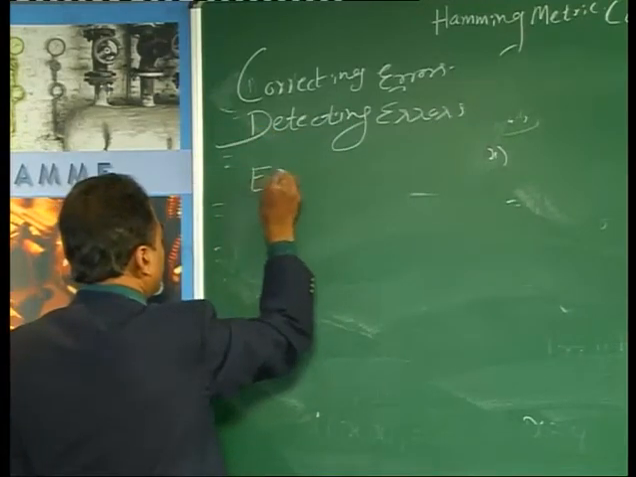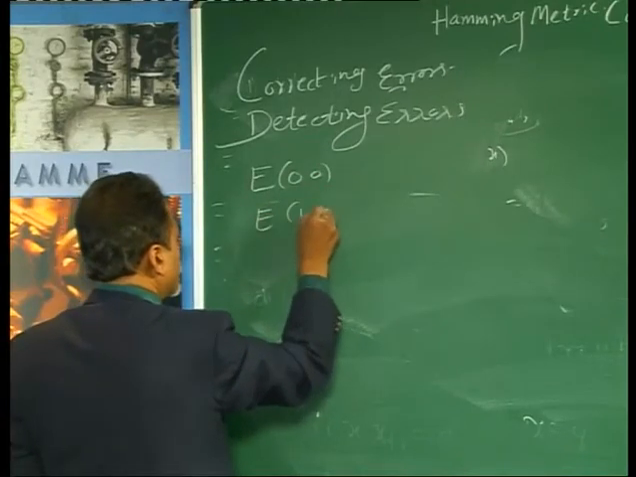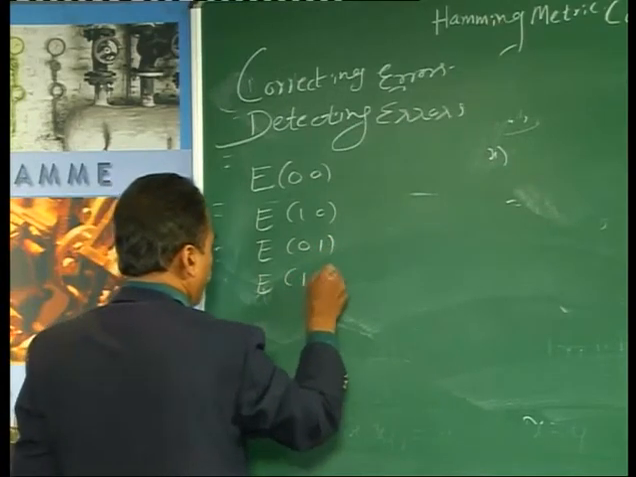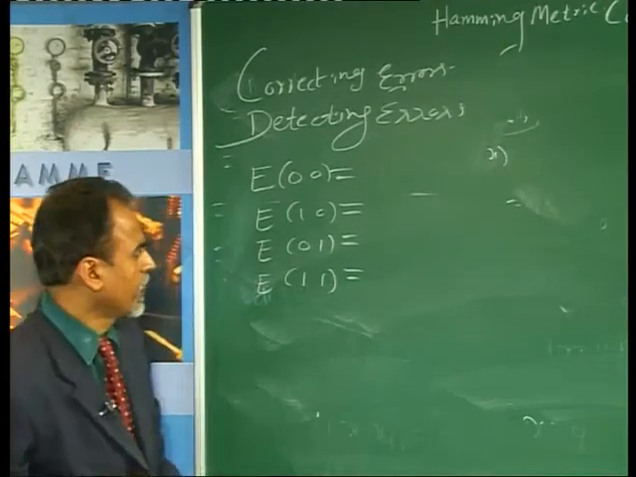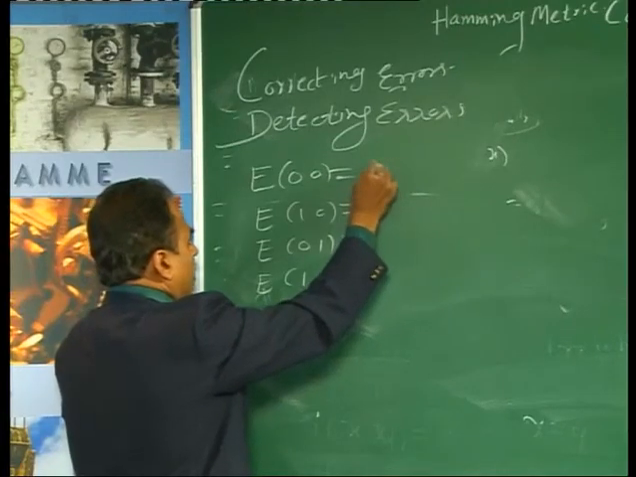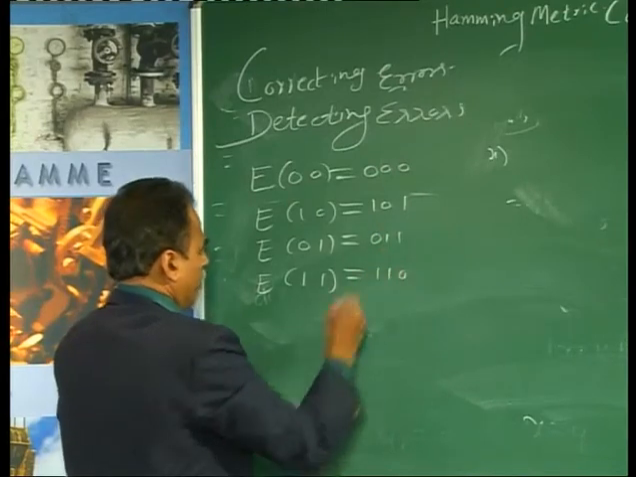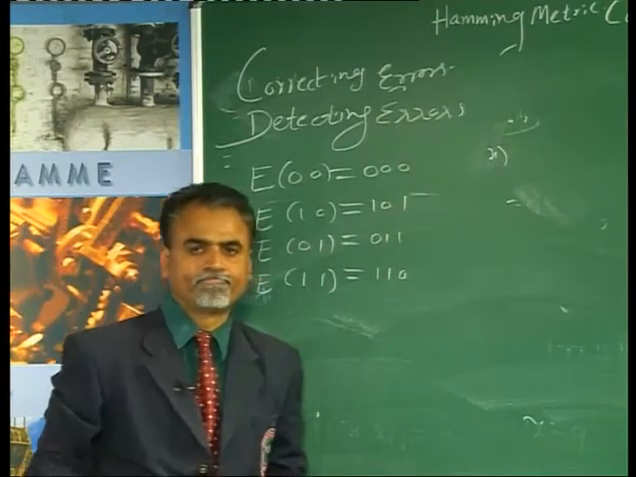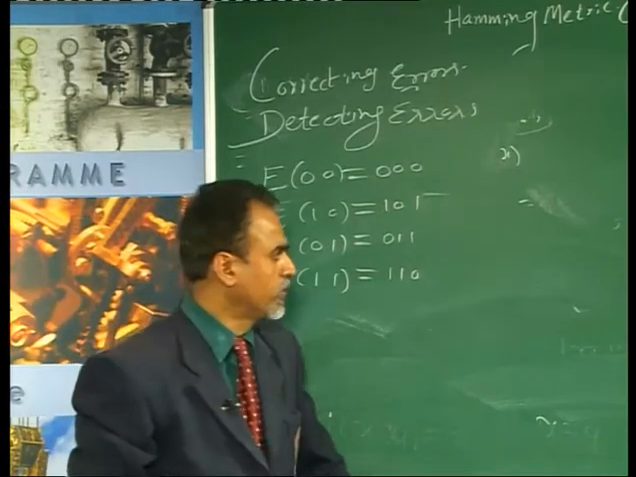Suppose I take a two dimension number e of 0 0, e of 1 0, e of 0 1 and e of 1 1. Let me encode them using one of the encoding properties, which is suppose I encode with an m plus 1 parity check. So, 0 0 0, 1 0 1, 0 1 1 and 1 1 0. Now I will find the distance between all the pairs of points. How many pairs will be there? 6.